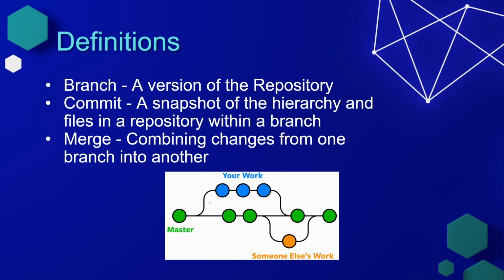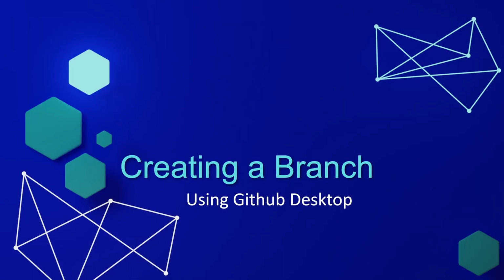This diagram down at the bottom gives you a little bit of an understanding of this. The lines represent the branches, or the different versions of the repository. The circles represent the commits, so each of these is a commit on each branch. And then a merge is when the branches merge back into each other, or in this case, merge back into the main branch.